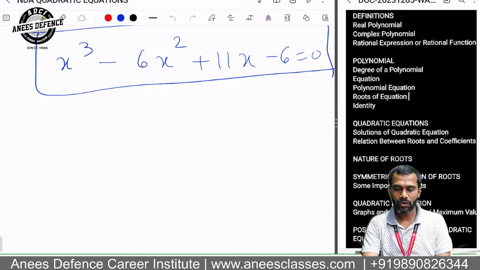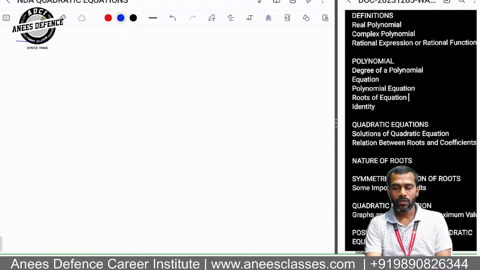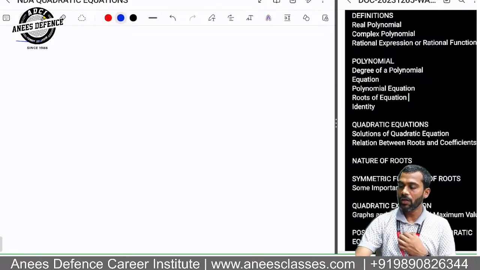This is the contents of quadratic equation. Please note it down. Already we have covered so many points. The first one, definitions, we already know. I mean, definition of polynomial, you can say.